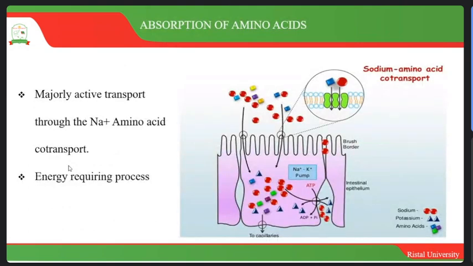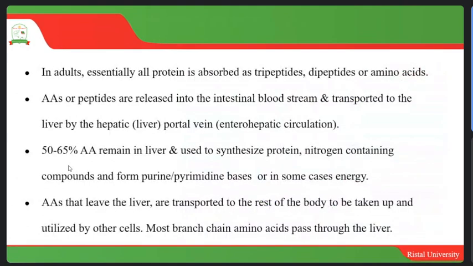Now, let's talk about the absorption of amino acids. We have come to the conclusion that the process of digestion ends in the intestine, in the ileum. Sorry, that is for proteins, just to be specific. So let's talk about the transport and absorption. How are these things absorbed after the whole process of being broken down? It is majorly active transport through sodium amino acid co-transport. This is an energy-requiring process that uses energy to move the amino acids along the transporters to reach the bloodstream.